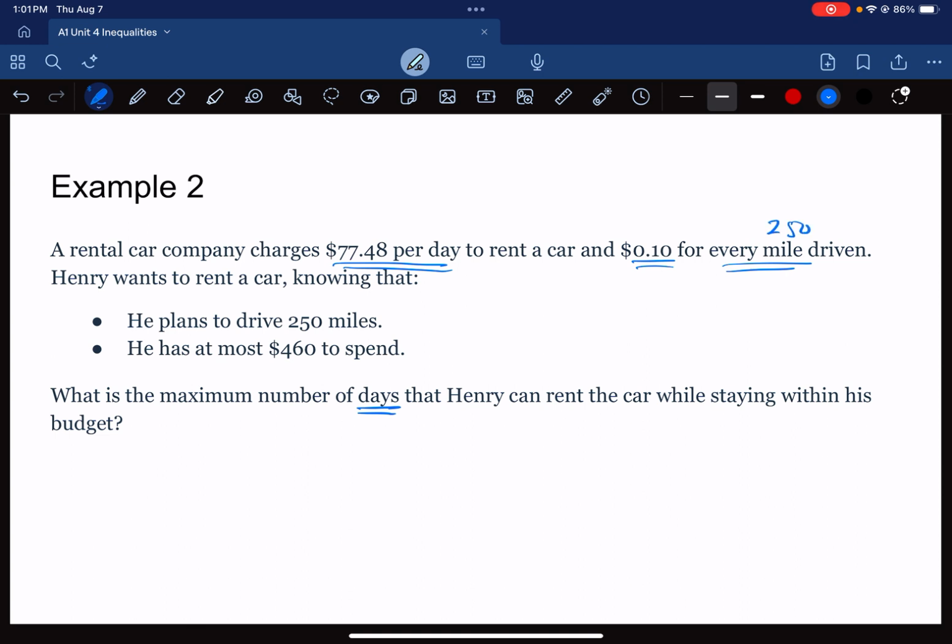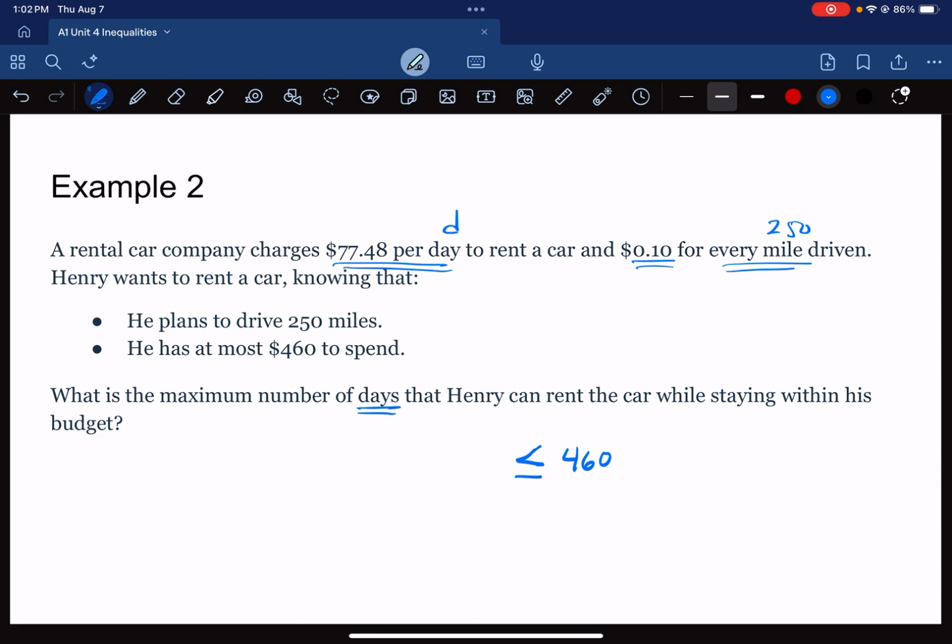250. Okay? We don't know the days, D. But we know that he has at most $460 to spend. So at most, does that mean I can spend more than $460 or less than $460? Well, hopefully you realize that you can spend less than something at most. Now, can you spend exactly $460? Yeah, at most includes $460 as well.